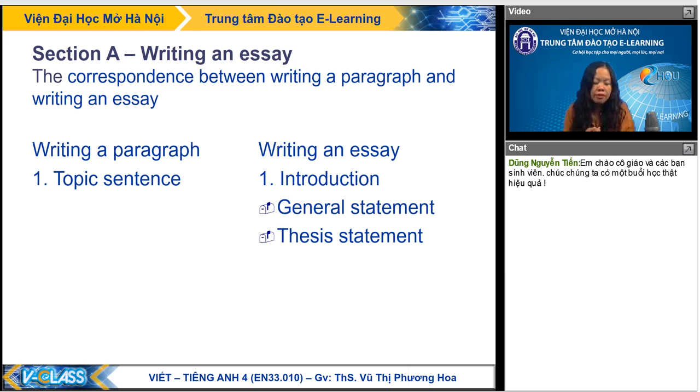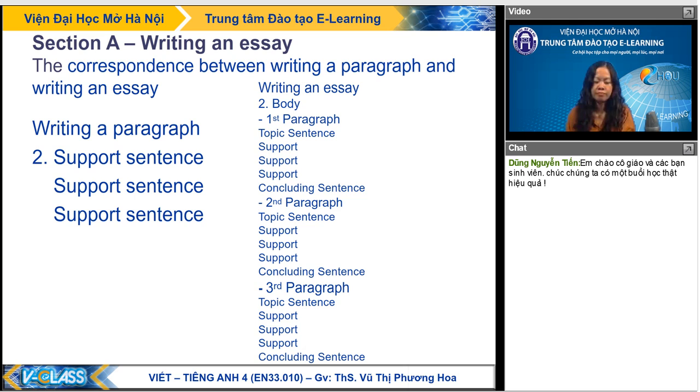And now we continue with the correspondence between writing a paragraph and writing an essay. We have topic sentence in writing a paragraph, and the correspondence in writing an essay is an introduction part with general statement and thesis statement. In writing a paragraph, we have support sentences, and we have the correspondence in writing an essay, the body part, with the first paragraph, the second paragraph, and the third paragraph, and so on.